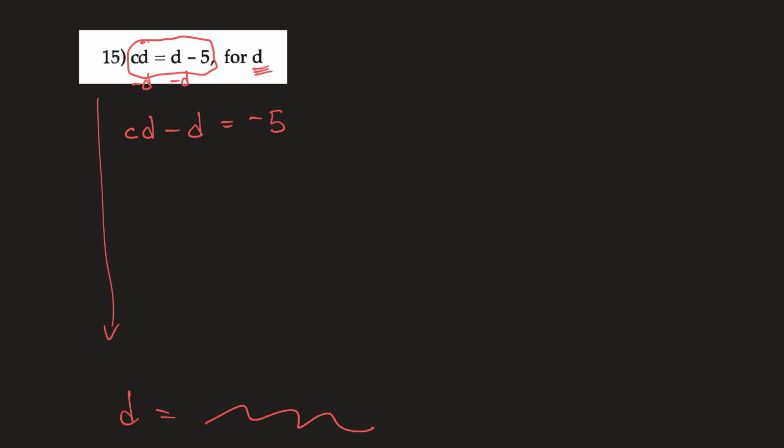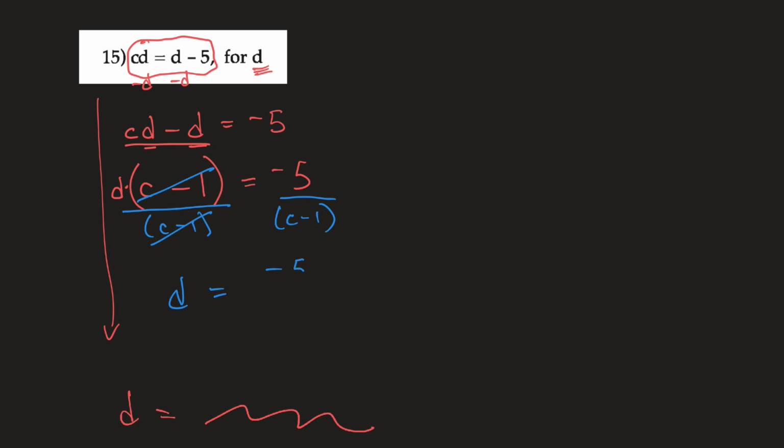Then I have an expression here, and each term has a D in it. So I can factor a D out. If I factor a D out, I'll be left with C, take away D divided by D is 1, is equal to negative 5. Then I want D by itself, and this is multiply. So I'm going to divide both sides by C minus 1. So on this side they cancel, leaving me with D is equal to negative 5 over C minus 1.